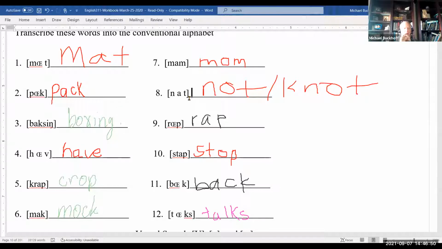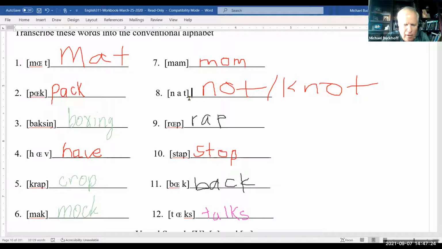Yeah, boxing, boxing. Good. Okay, so let's take a look at it. So we have mat, pack, we have boxing, have, we have crop, good, mock, mom, not can be spelled two ways. Rap, it could even be WRAP. Stop, back.